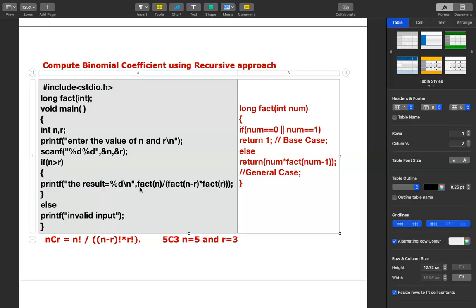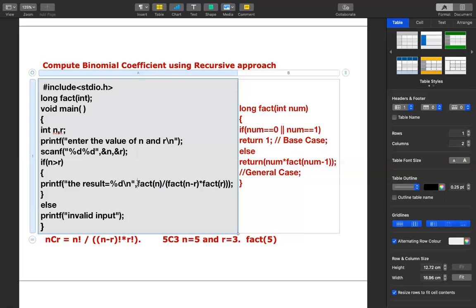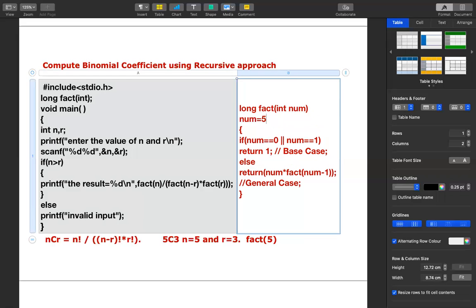So that means we have to solve the numerator part first. The numerator itself is nothing but fact of 5. We are not finding the entire expression; of this entire expression we are finding the numerator first. So this is the first function which we encounter. As soon as this function is called, the value of n is copied to num. So now num is also equal to 5.